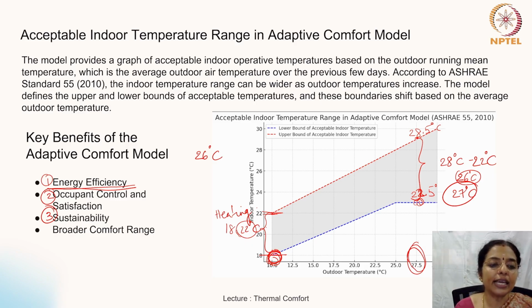Next is the broader comfort range. This is needed. It can't be one number, especially in developing countries. The adaptive comfort model expands the acceptable range of indoor temperature, which allows for more flexible building design that caters to seasonal outdoor conditions. This approach aligns with modern green building standards such as LEED, which encourages natural ventilation and reduced energy use.